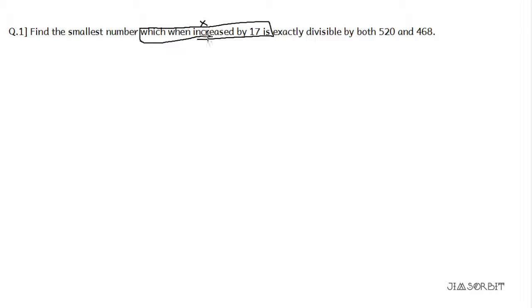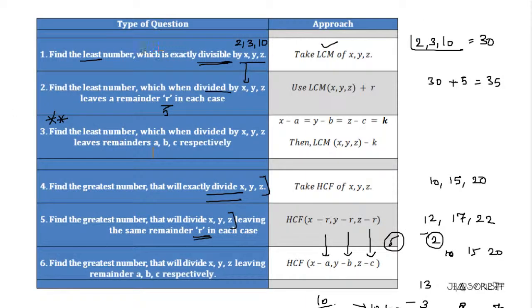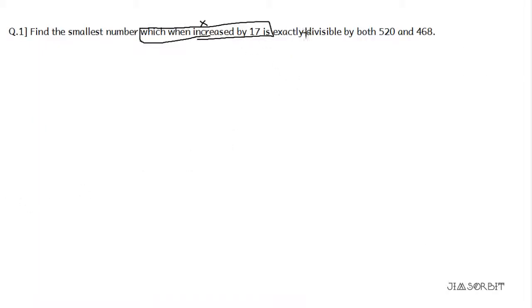Just leave this line. What is written here? Find the smallest number exactly divisible by two numbers. Come back again. Find the smallest number exactly divisible by these numbers. We have to take the LCM. I hope you have written it down on your sheet of paper. So exactly divisible by these two, we will find the LCM.